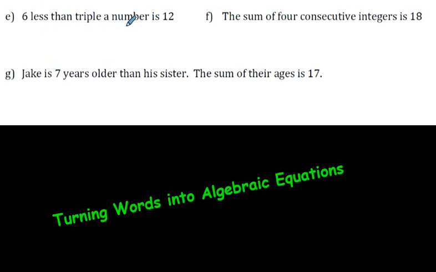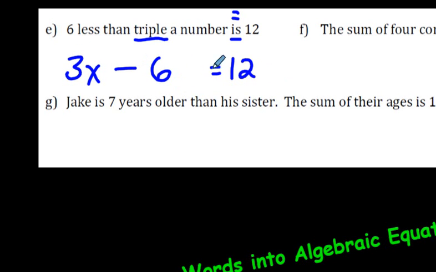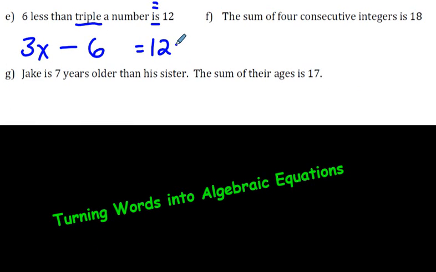6 less than triple a number is 12. Okay, let's think about that. Whenever you see the word "is," that is going to be like an equal sign, okay? It's going to be something equals 12. What is it? It's 6 less than triple a number. A triple is 3. So 3 times x is triple a number. And 6 less would be minus 6. And this would be our expression right here. We are done with that one. Let's look at the next one.